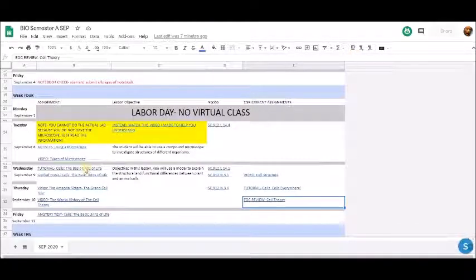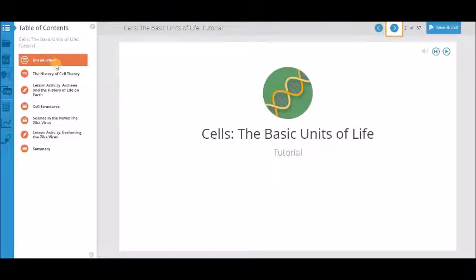All right, I'm going to go ahead and click on this tutorial, and it's going to put us right here. On the left you can see the table of contents. I'm going to close that, but this has 37 pages, and so we're going to go through it a little bit more quickly.